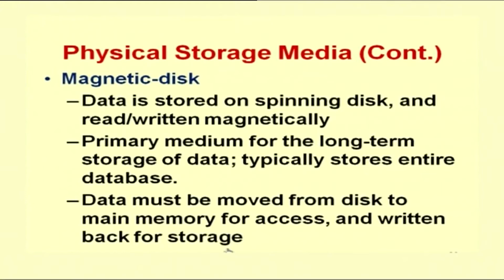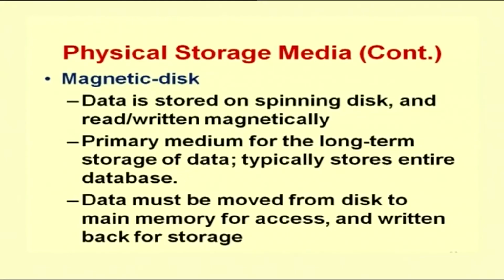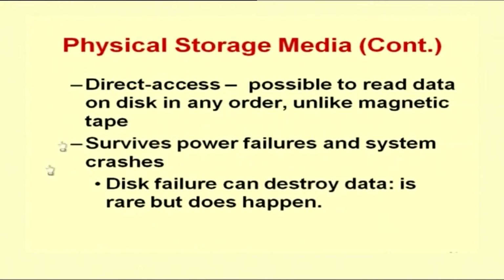You do not access it from the disk and return back for storage. Basically this disk is from where you take data, put it in the buffer of the main memory, and use it for all the processing. After the operation is done, during a commit, it is written back to the physical storage. So, it is a direct access.